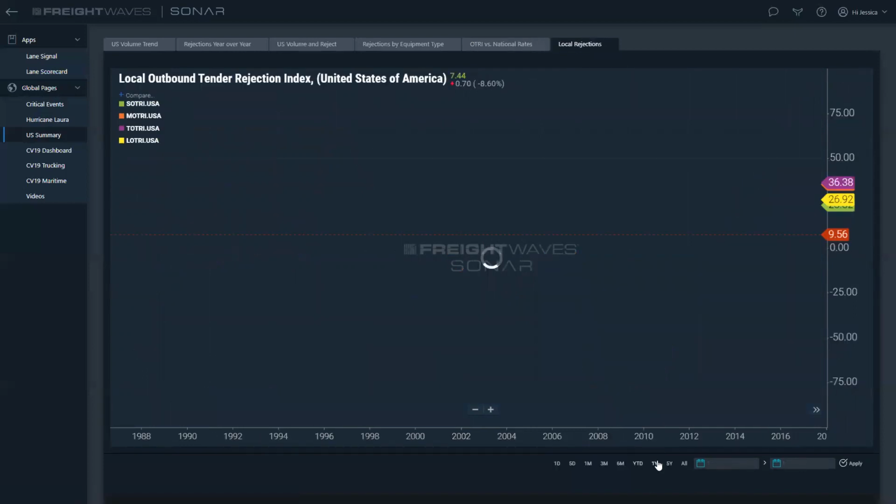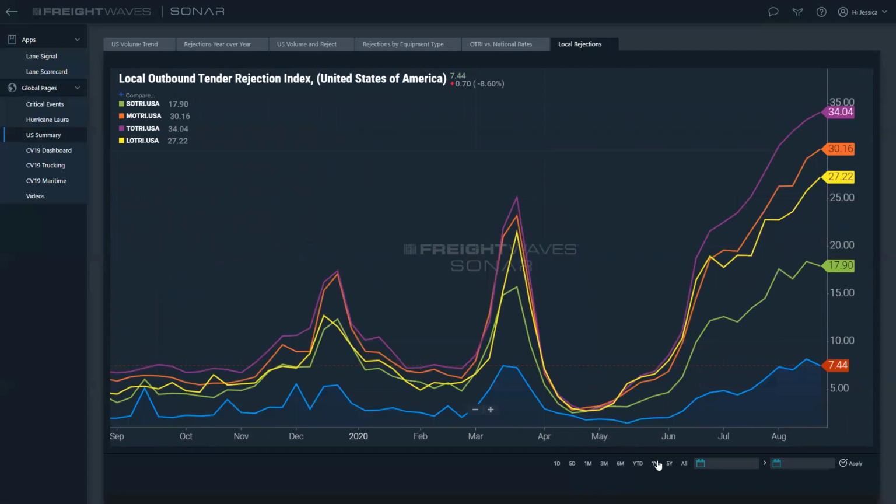We also have length of haul data sets as well, so you can view different mileage bands of rejections. The blue line is local, which is 0 to 100 miles. The green line is short haul, which is 101 to 250 miles. The orange one is mid haul, which is 251 to 450. Tweener, which is in purple, is 451 to 800 miles. And then long haul is in yellow, which is 801 plus miles.